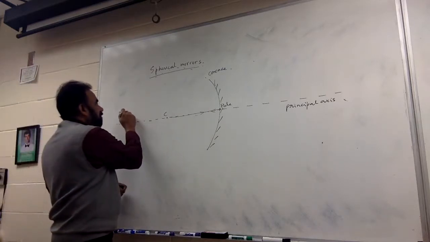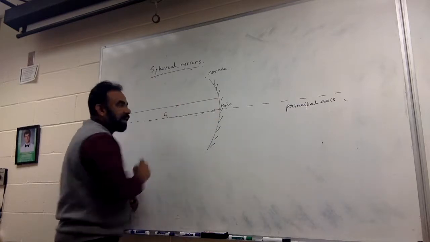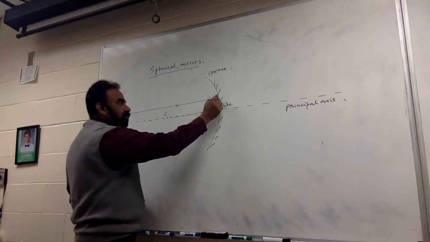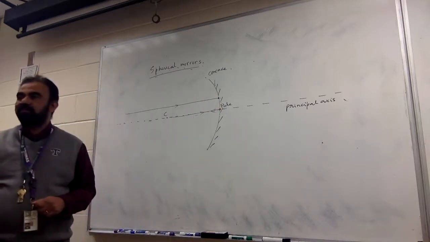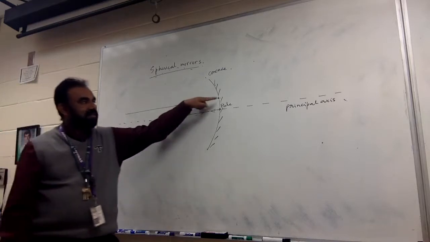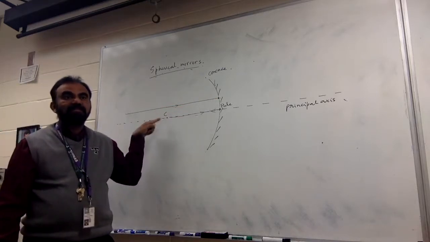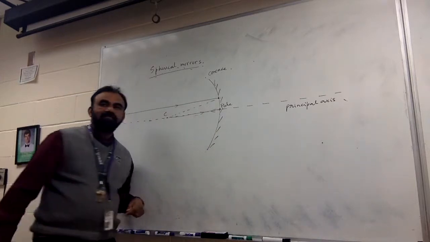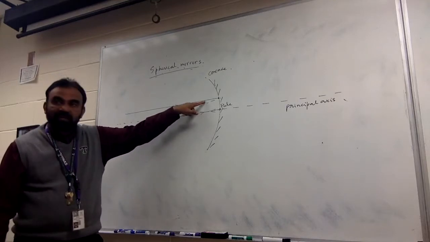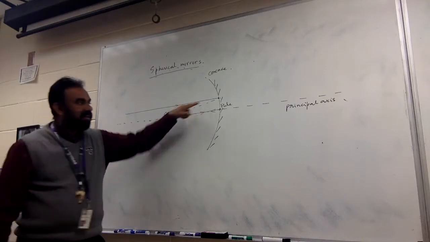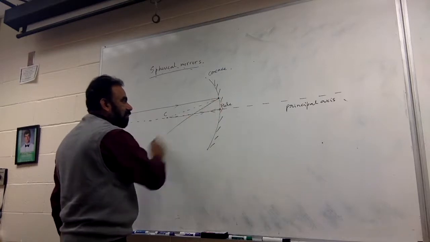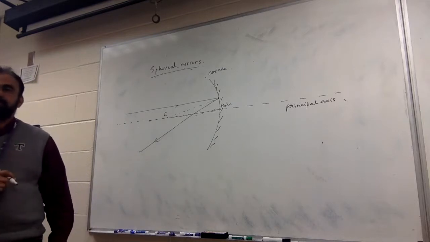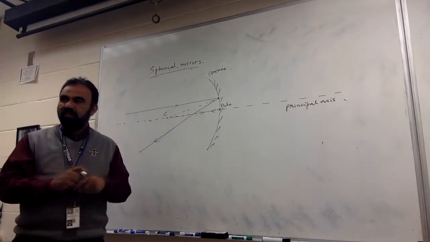If a ray goes and hits here, where's the normal for this point? It's going through the center. So the normal is this. And so the angle of incidence is right there. You see that? That's the angle of incidence. And so the ray will get reflected like that, so that the angle of incidence and angle of reflection are the same.